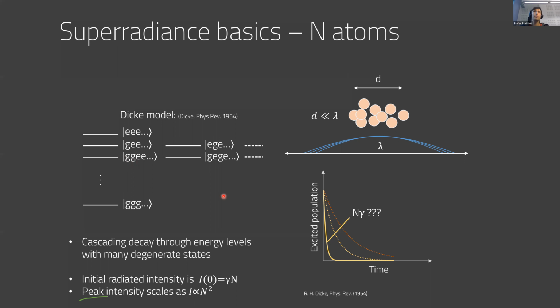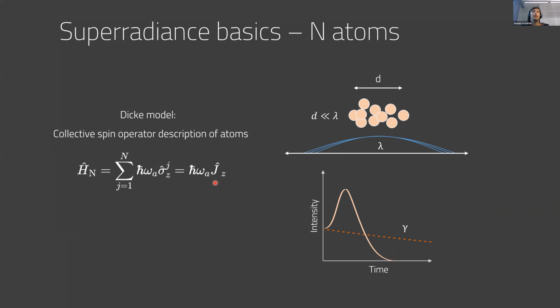This means that the radiation is again enhanced, but rather than just having something that's faster decaying, you actually get this cascading effect that accelerates. So you get an emitted intensity that looks something like this. You start out with all atoms in the excited state, you start out with the expected initial intensity, but then as you cascade down these many degenerate levels, you get a peak in the output that scales as the square of the number of atoms.